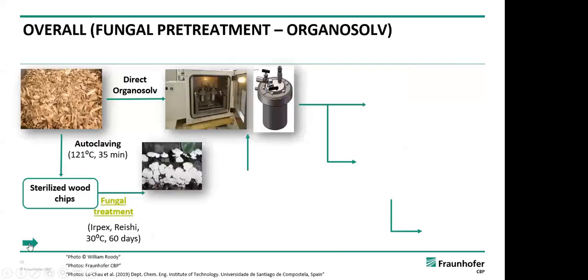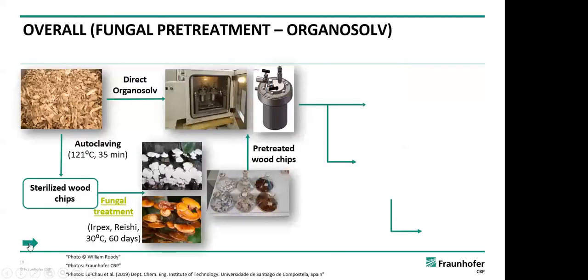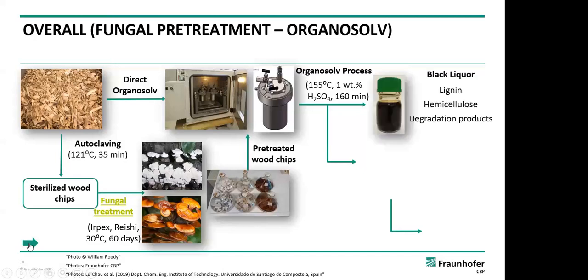After that, we got fungal pre-treated beechwoods, put in the autoclave, as I mentioned, 1 liter per reactor at 155 degrees, milder conditions, 1% sulfuric acid for 160 minutes to get the black liquor, which contains lignin, hemicellulose, and degradation products.